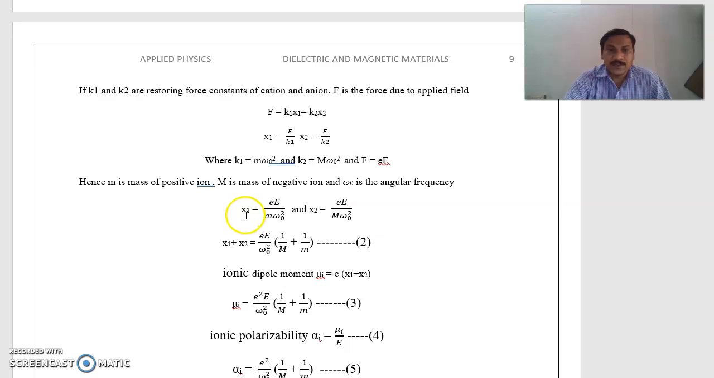Okay. So x1 is equal to F by m omega naught square. F is equal to small e into capital E. Next, x2, the displacement of the negative ion, is equal to F by capital M into omega naught square, where F is equal to small e into capital E. Then the total displacement, x1 plus x2, is equal to small e into capital E by omega naught square into 1 by capital M plus 1 by small m.